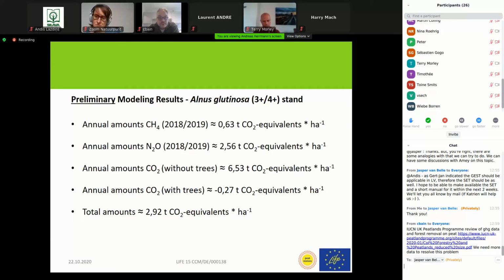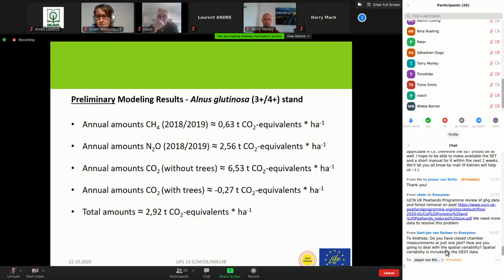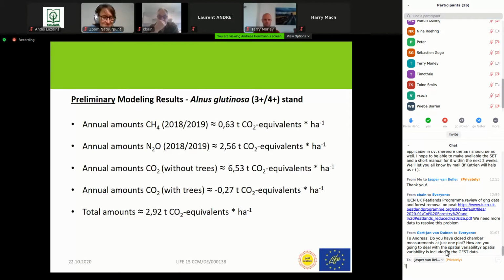It's not only methane, but you see here the methane, N2O, CO2, with trees and without trees. It's a small source for now, and we hope with a higher water table we will have a little lower total amount, so that we also get an idea how this forest will work. Yes, I hope I'm not too long. 20 minutes, sorry. That's it.